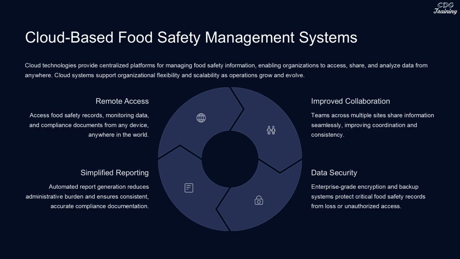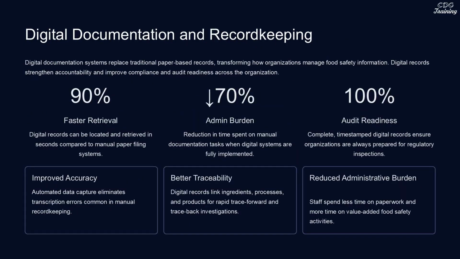Improved collaboration across multiple sites shares information seamlessly, improving coordination and consistency. Data security ensures enterprise-grade encryption and backup systems protect critical food safety information from loss or unauthorized access. Digital documentation systems replace traditional paper-based records, transforming how organizations manage food safety information. Digital records strengthen accountability and improve compliance and audit readiness across the organization.